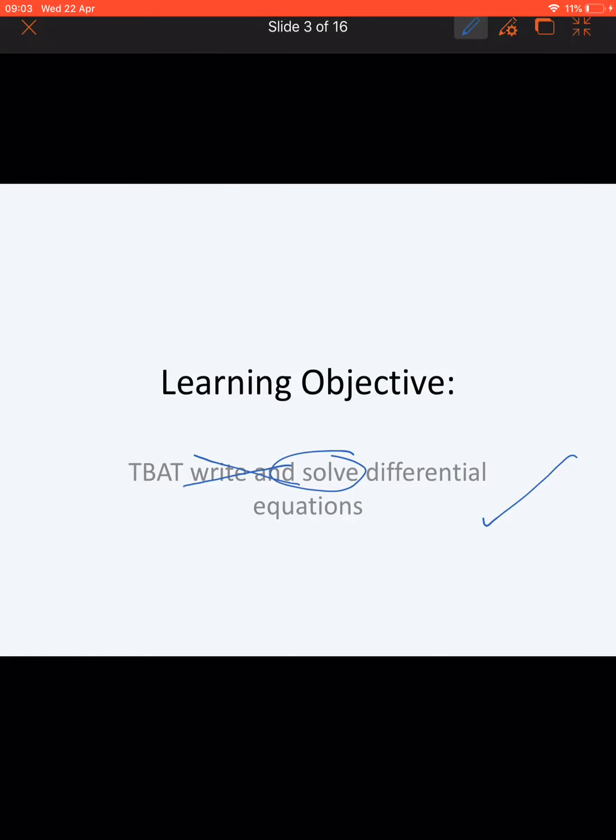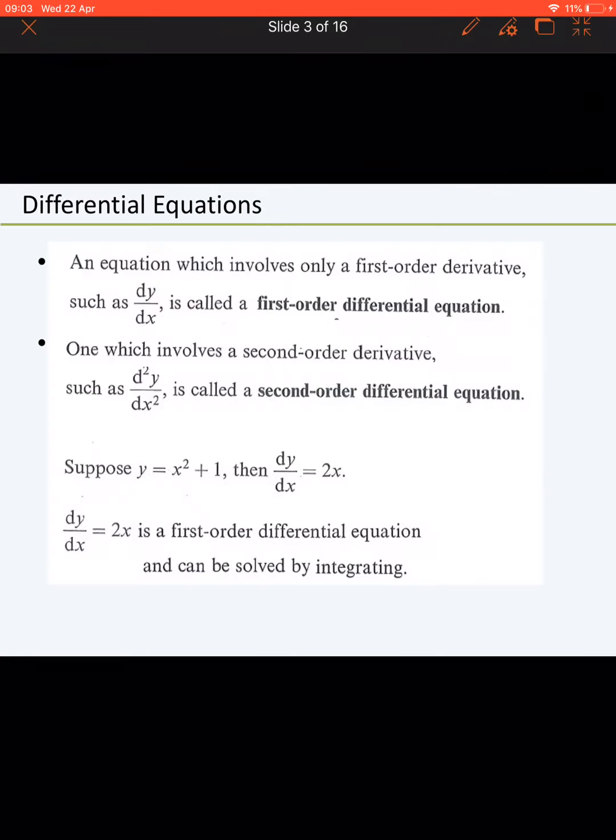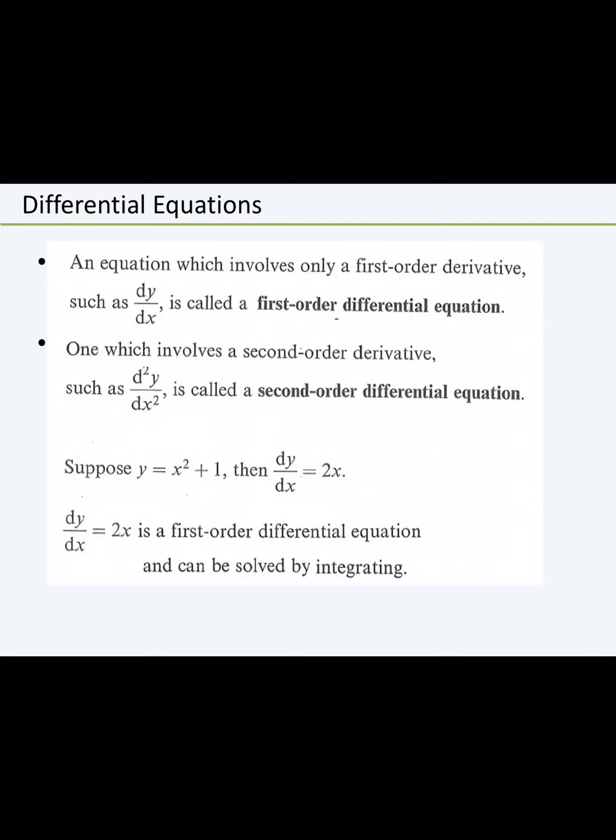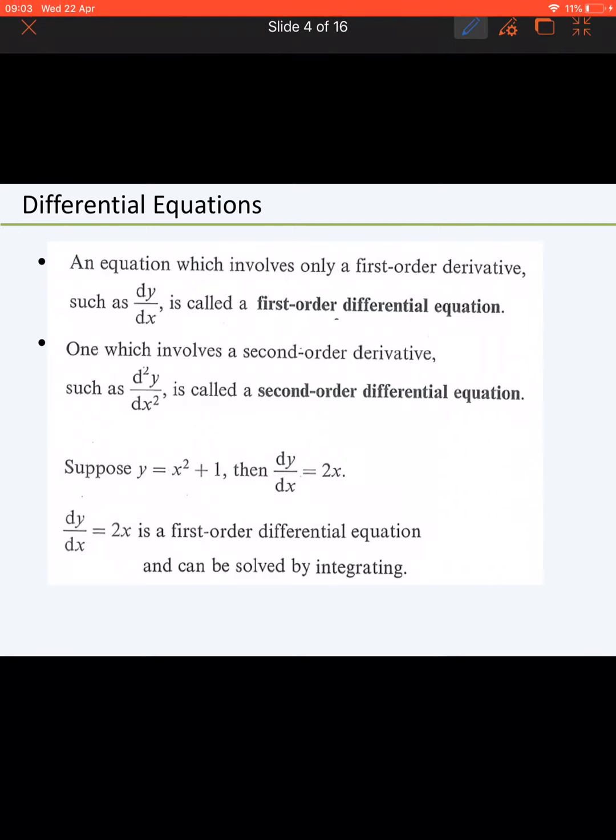Okay, so what is a differential equation? So here's your definition. It's an equation that involves an expression which is a first order derivative, such as dy by dx. So because that one in the very first slide had dy by dx equals in it, that made it a first order differential equation. If you have that second order derivative, it would be called a second order differential equation. Okay, so an expression that looks like this, dy by dx is equal to 2x, that is what we call a first order differential equation.